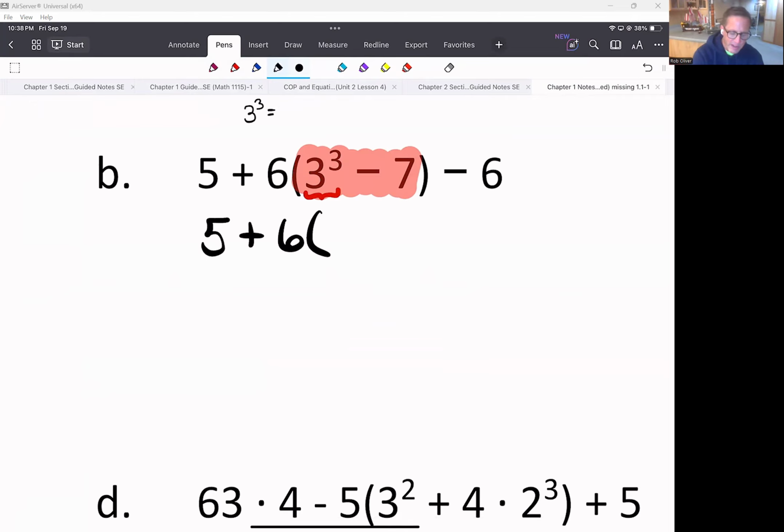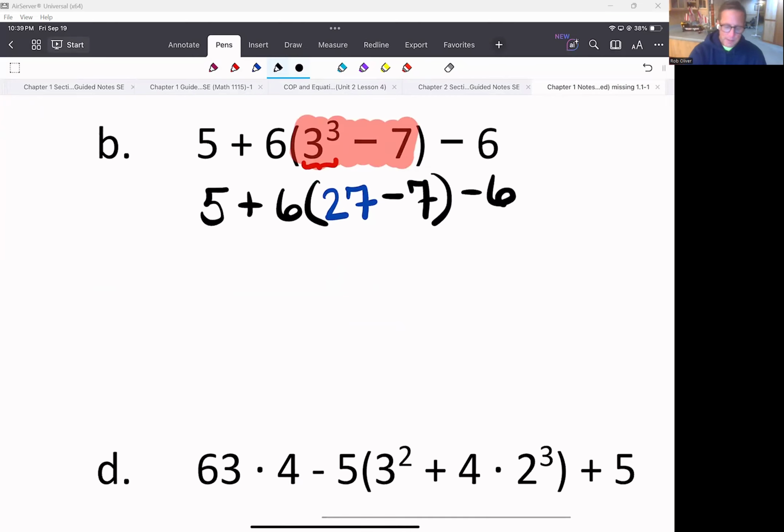3 to the third power is not 9. That's 3 times 3 times 3, which is actually 27. So I'm going to write 27 right here. So you got 27 minus 7, minus 6. Like I said, just doing one thing at a time is a good way to approach these problems.